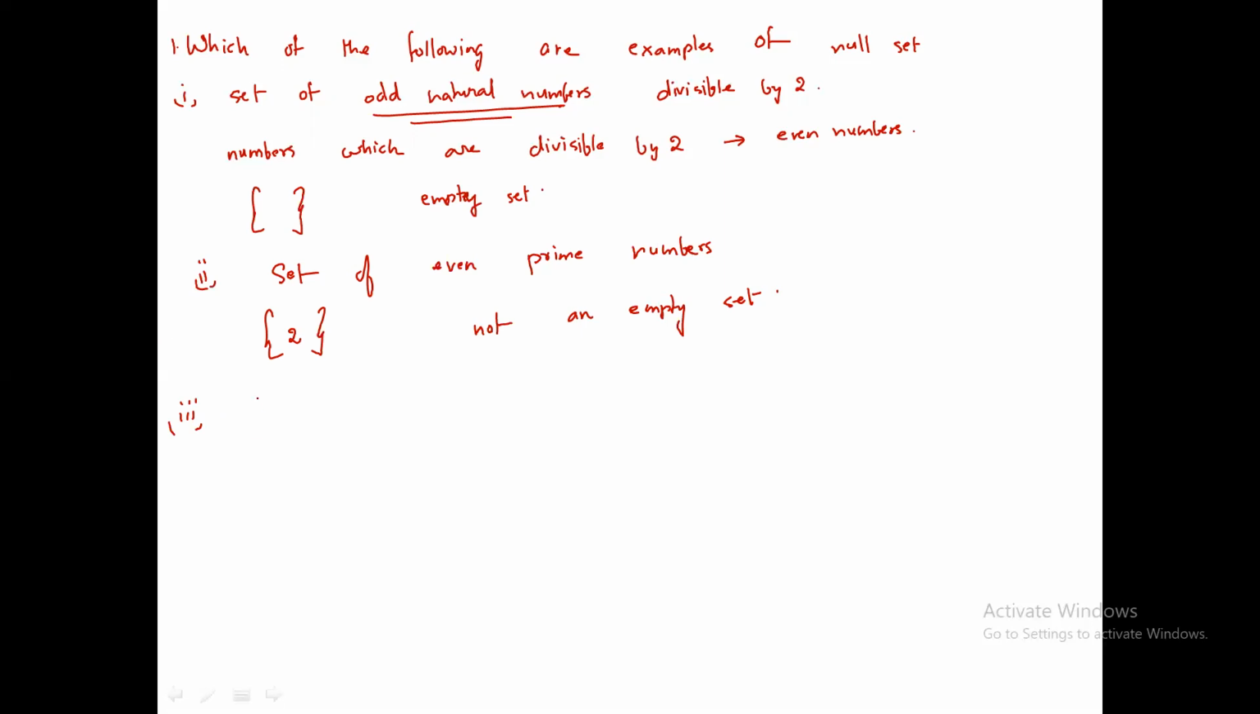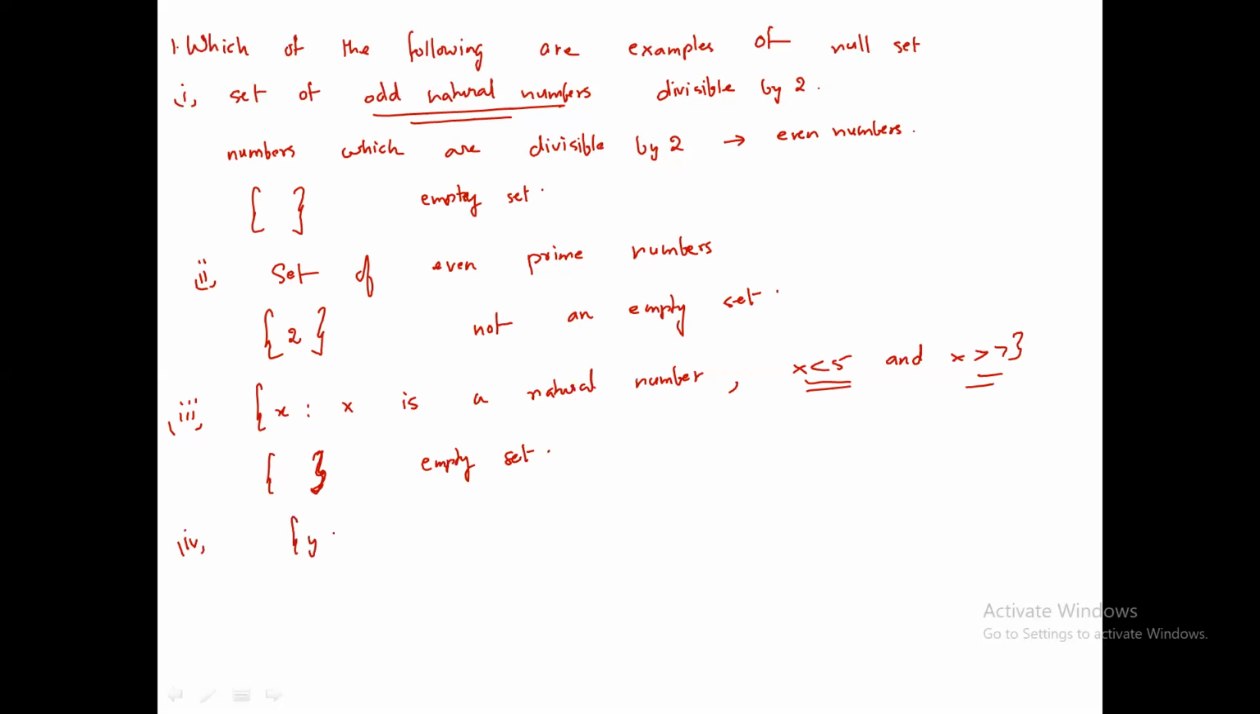Next, we can take the third one. X such that X is a natural number, X is less than 5 and X is greater than 7. So when I write the set, I cannot write any number which is less than 5 and greater than 7 at the same time. So I cannot write any such number. That means this is empty set.